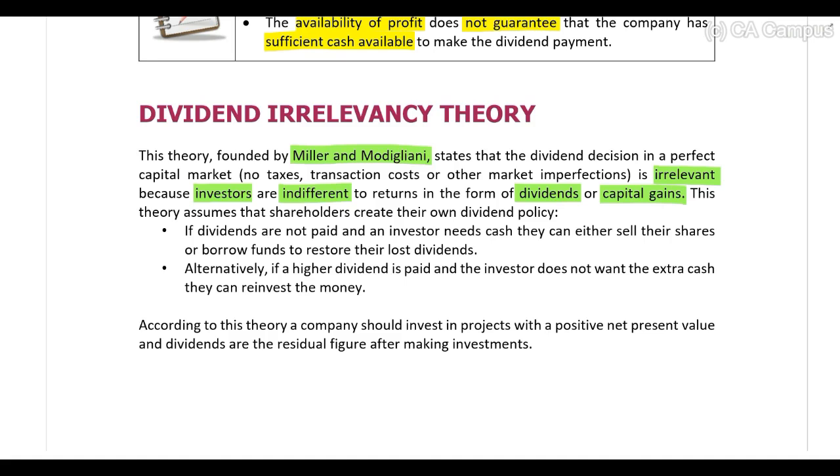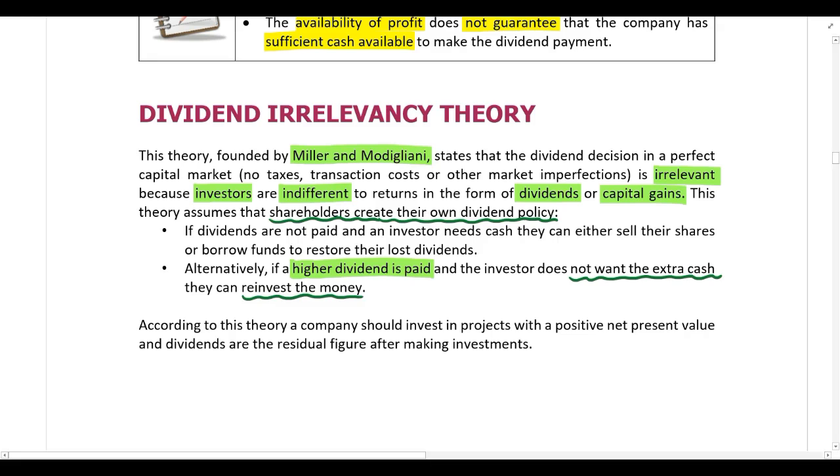They are happy with either. So guys, the logic behind this theory is shareholders can create their own dividend policy. So how can shareholders create their own dividend policy? Well, if a company pays a dividend and the shareholder doesn't want that dividend, then they can just reinvest the money in the company. So if they don't want the extra cash, they can reinvest the money. They use that money that they received from the dividend and they just buy more shares in the company.